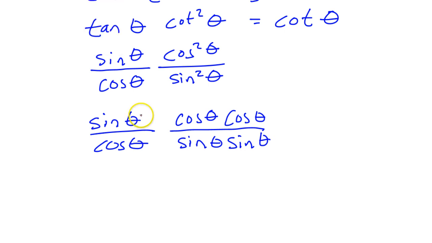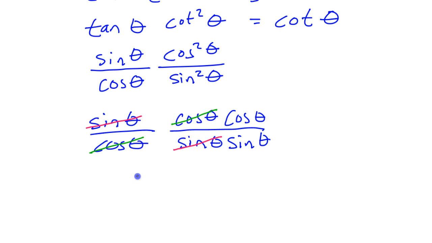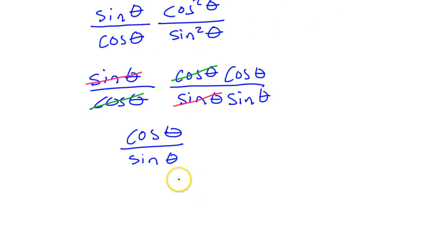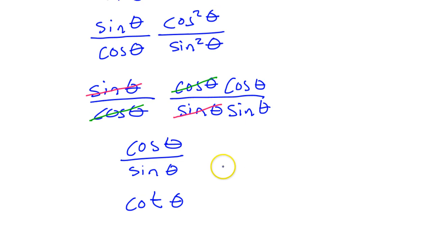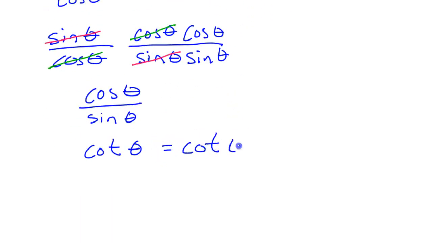So what's really happening is sine theta is going to cancel out sine theta, and cosine theta is going to cancel out cosine theta. That makes it really obvious that what's left is cosine theta over sine theta, which of course is cotangent theta. Okay, and that is what we were trying to prove the whole time. So cotangent theta is equal to cotangent theta. So we have proven the identity.